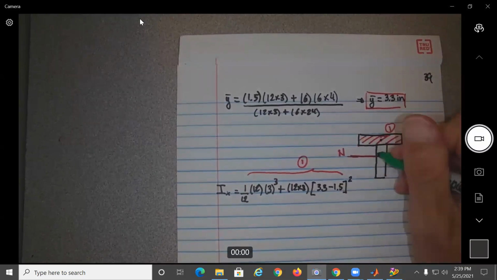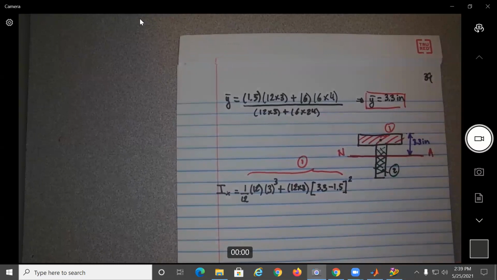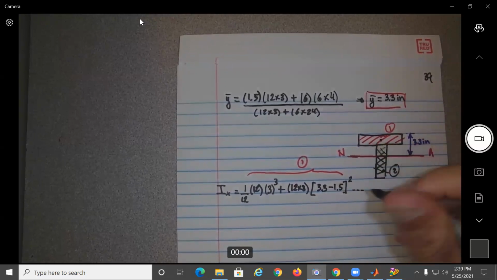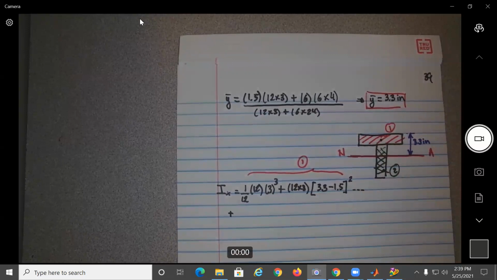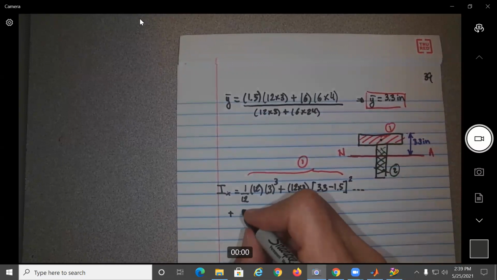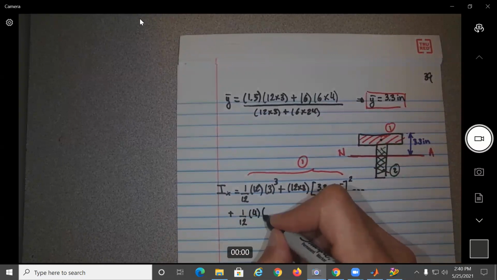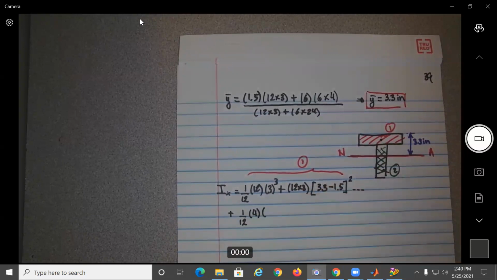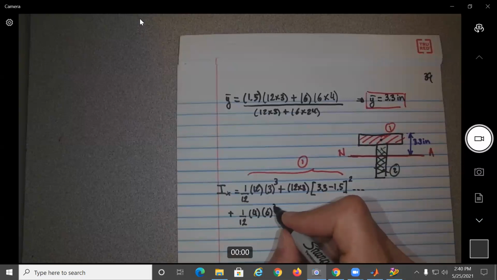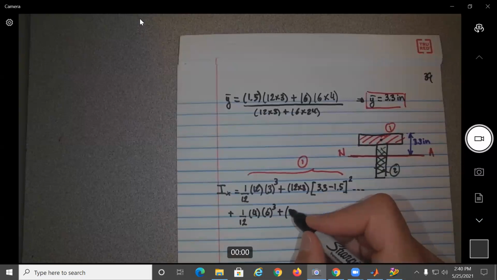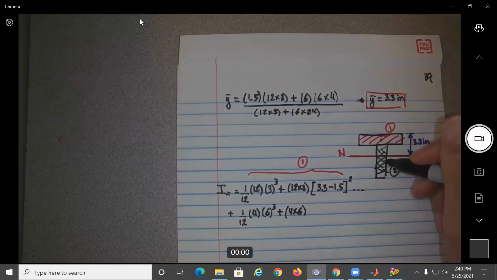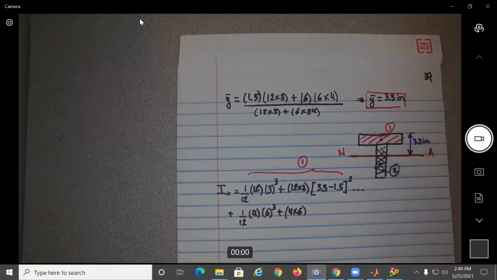Now, 2, we say will be this one here. What will you have for 2? Will be 1/12. What will be the base for this one? 4. And the height will be 6. Perfect. 6 cubed. So the area of this one will be again 4 times 6. And now we need to move the center of this cross section. So let's say somewhere over here up to this one.